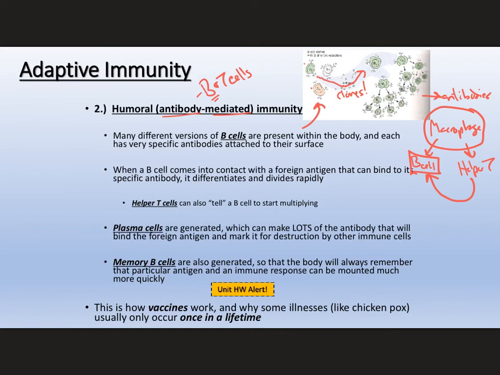So B cells start to multiply, right? They convert into plasma cells. All right, so these B cells convert into plasma cells, which make tons of antibodies, which help to identify and destroy that foreign antigen. And then, as always, we've got these memory B cells that are out there and will remember an infection or remember an invader another time around.